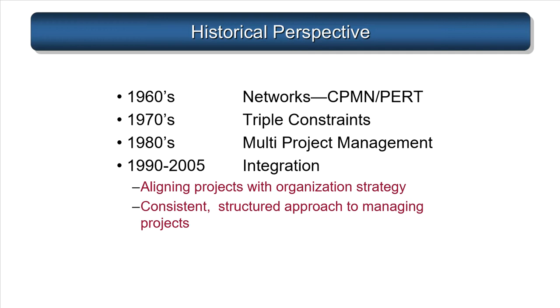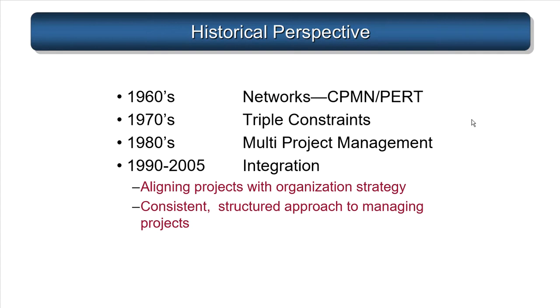In the 70s, we have something called the triple constraint. Now, the triple constraint has to do with three major things in project management. That is the schedule or time, the budget or cost, and then we also have scope. Scope relates to what it is you're going to be making. So what am I going to make? What am I going to produce or deliver? How long is it going to take to do that? And how much does it cost?